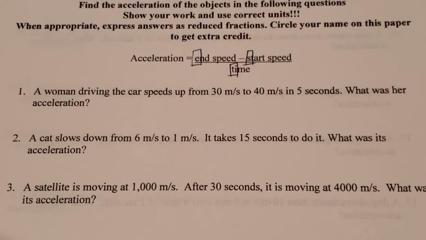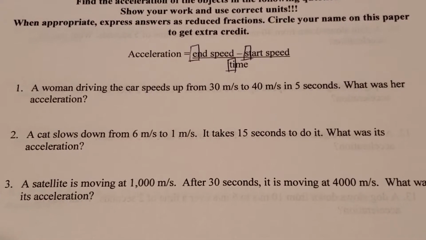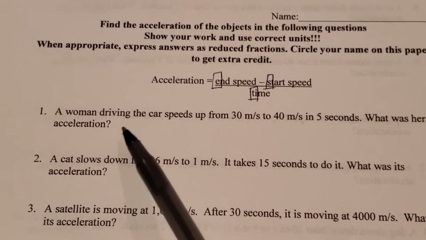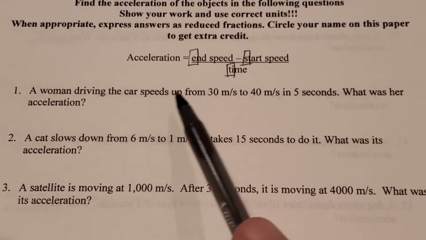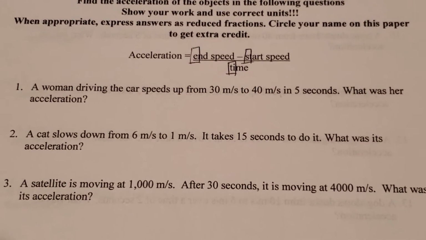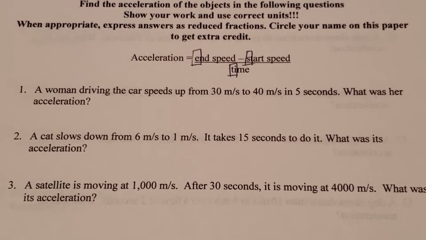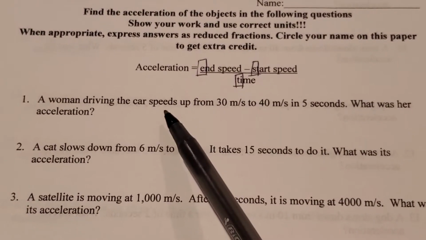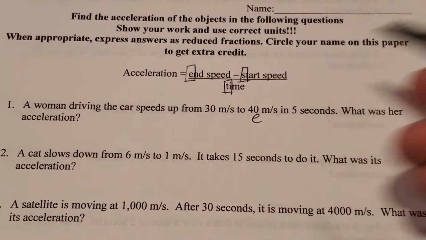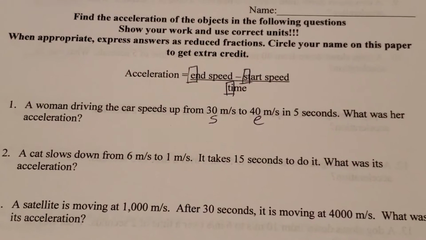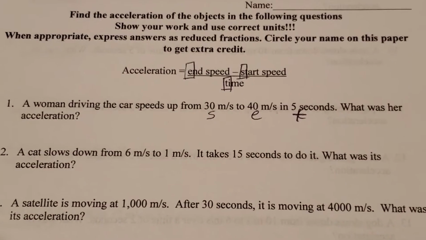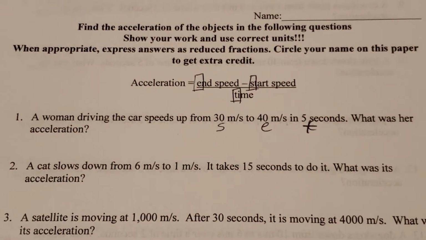So let's just take a look at a few of these problems and label the end speed, the start speed, and the time. And that should help us get through the problem. So we've got a woman driving a car and she speeds up from 30 meters per second to 40 meters per second in 5 seconds. What was her acceleration? Well, let's label the end speed, the start speed, and the time. So she speeds up from 30 meters per second to 40 meters per second. So this must be her end speed. This is her start speed. And it took 5 seconds for all this to take place. Okay, so that's our time. Time is 5 seconds.